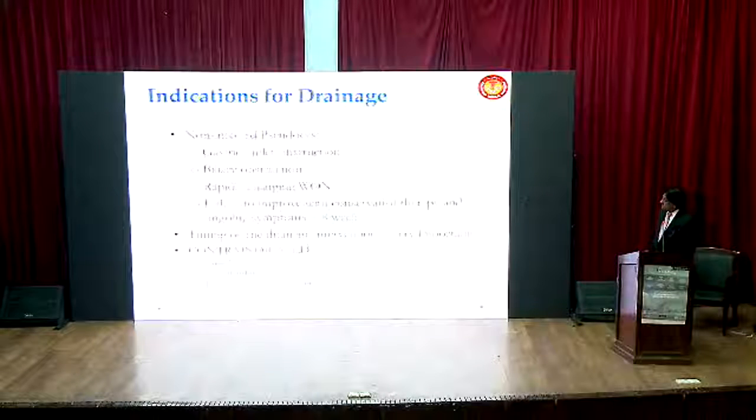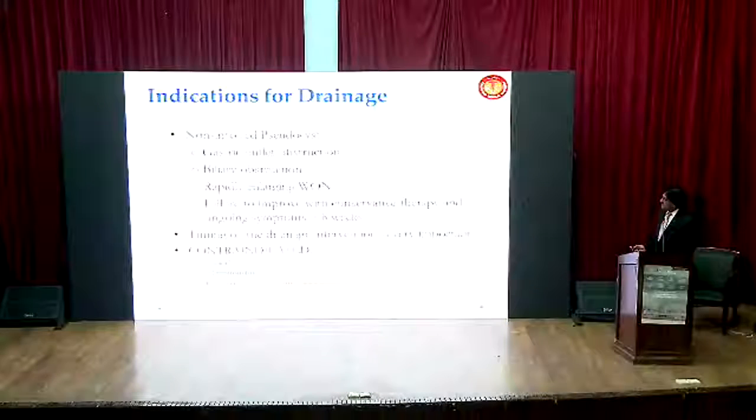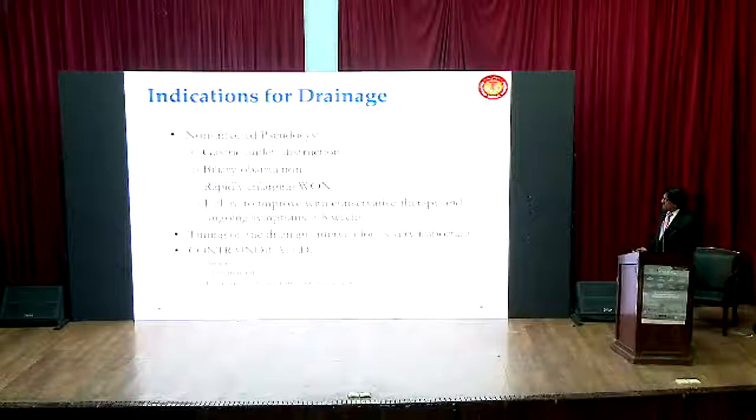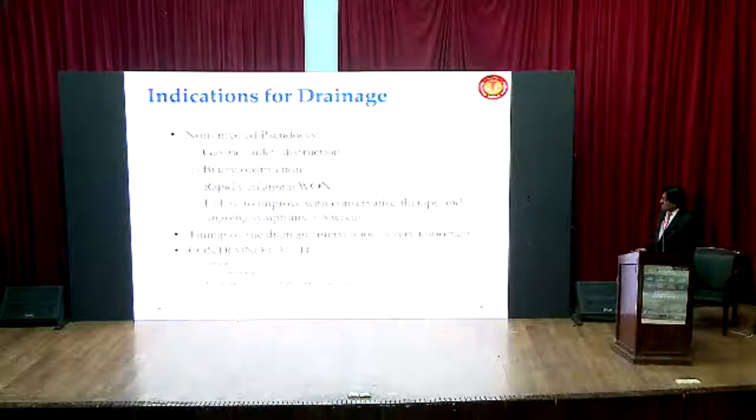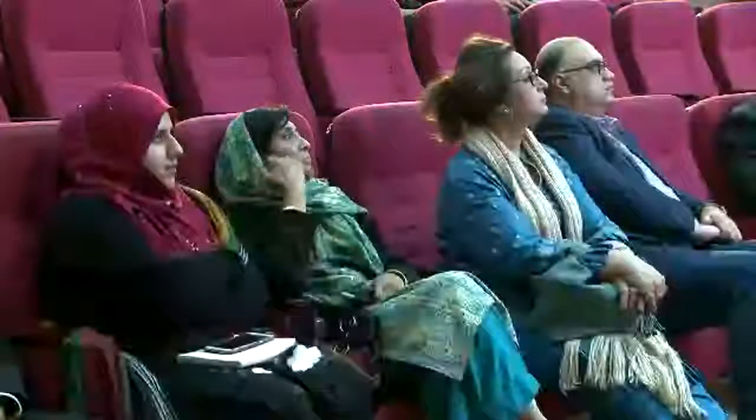Next, please. So, indications for draining, we all know: non-infected pseudocyst, gastric outlet obstruction pressing the distal stomach, biliary obstruction causing jaundice, and rapidly enlarging walled-off necrosis, failure to improve with conservative therapy, and ongoing symptoms. So this is the 8 weeks. Usually you don't put any endoscope or any stent in. You wait for 8 weeks for resolution.